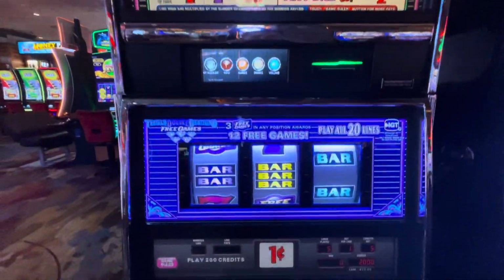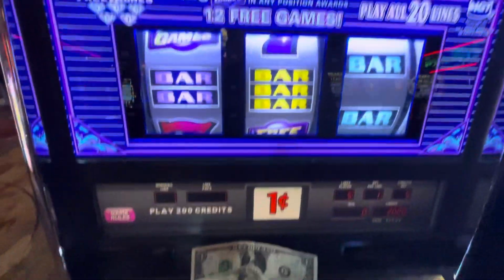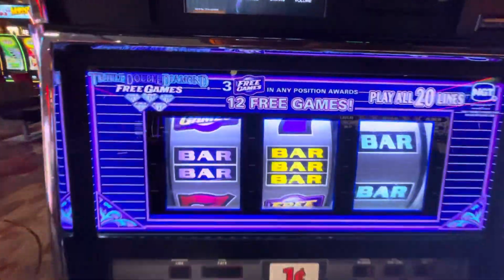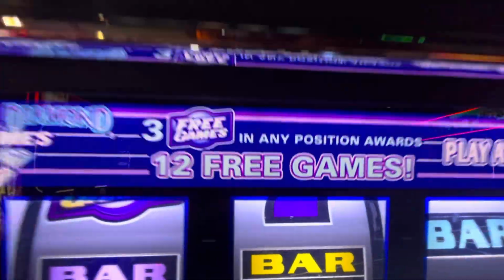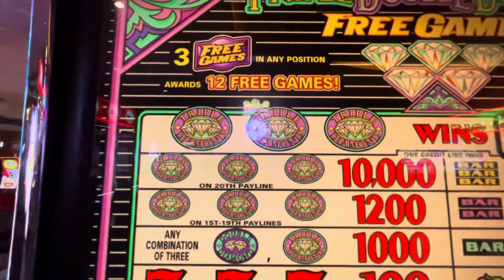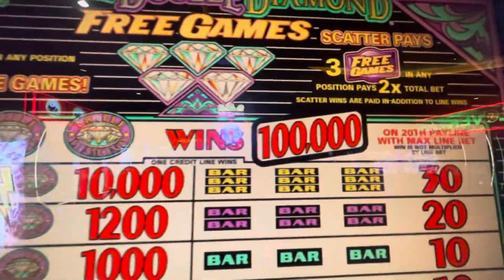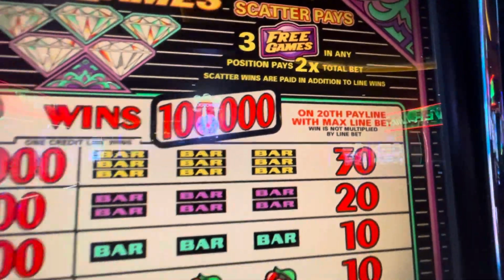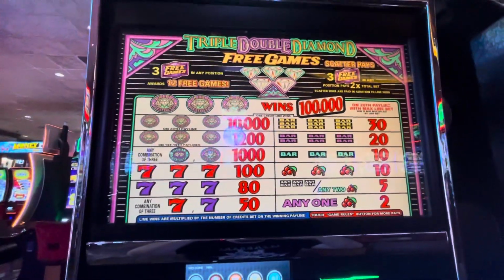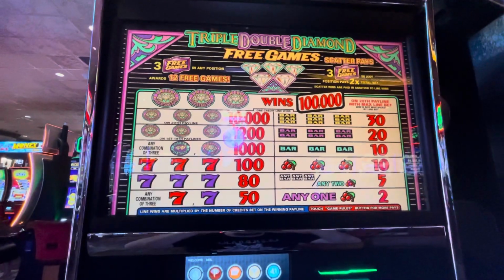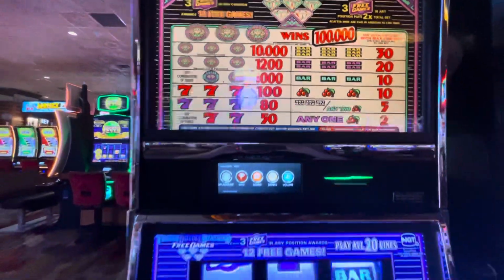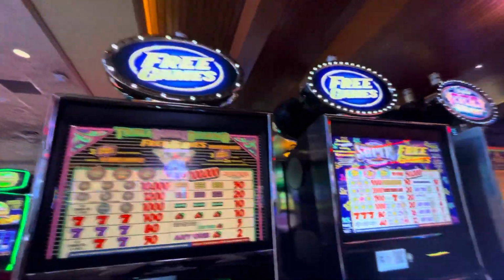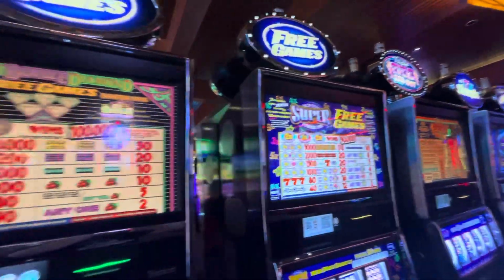Like this game has, it's not just one line, there's 20 lines, right? And there's also free games. And there's also multipliers. And there is a high jackpot payout on max bet, right? So you can actually discern the difference in volatility between two different slot machines. Let's say take this guy and this guy, right?